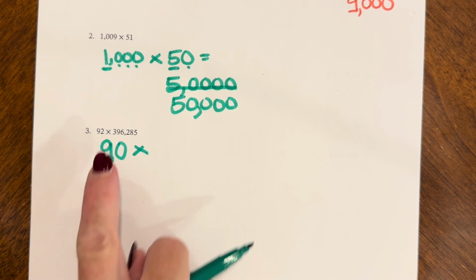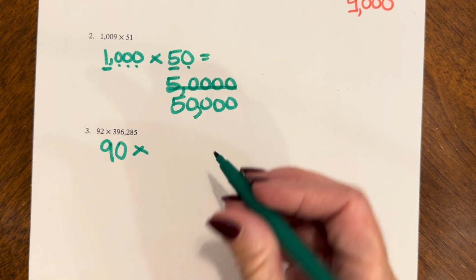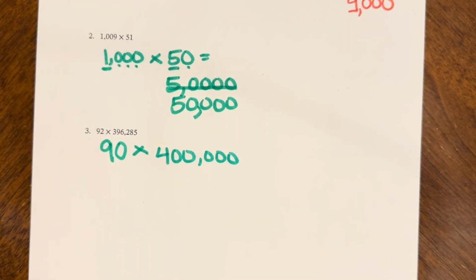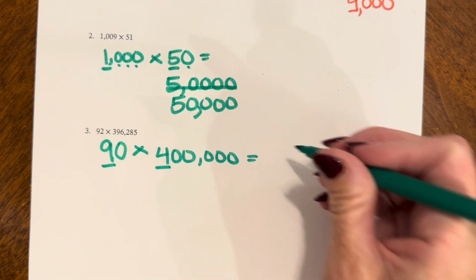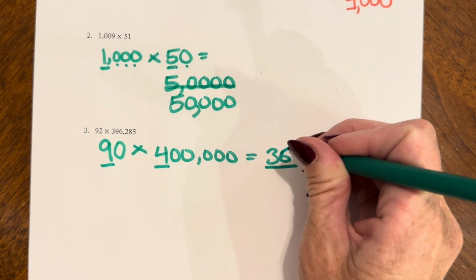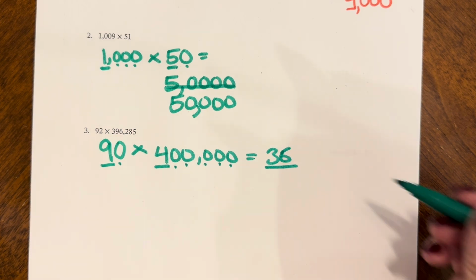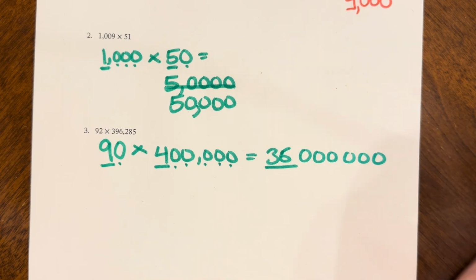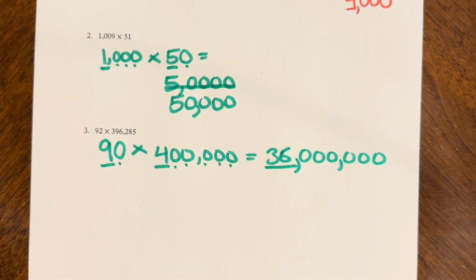And we could say 396,285 maybe is about 400,000. So I now have all multiples of 10, and I could say 9 times 4 is 36. And we have 1, 2, 3, 4, 5, 6 zeros in our factors. So 6 zeros in my product. And my answer would be 36 million.